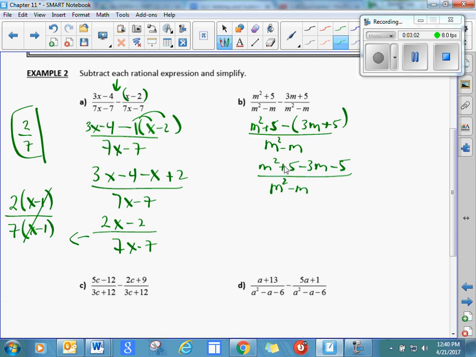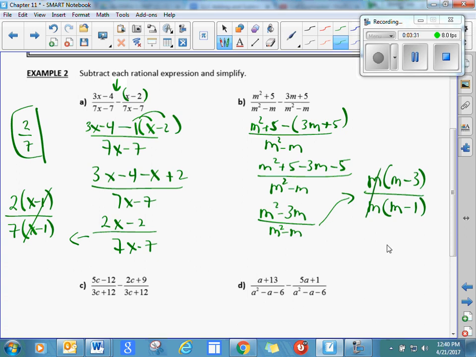Okay, now we're going to write this in standard form. I'm going to get these powers in descending order. m squared minus 3m, and a plus 5 minus 5, opposites, they add to 0, and I'm not even going to write that down. m squared minus m, factor out an m in the numerator, and we get m minus 3, factor out an m in the denominator, and you have m minus 1. The m's will cancel, and your answer ends up being m minus 3 over m minus 1.